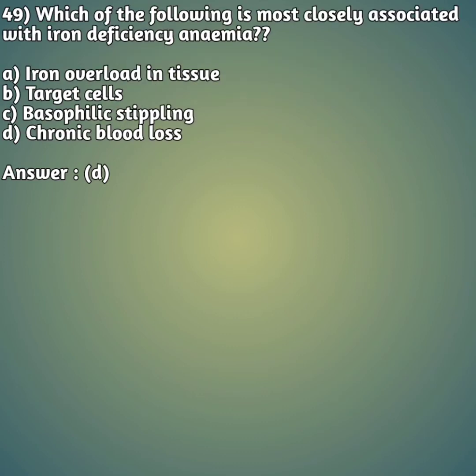Which of the following is most closely associated with iron deficiency anemia? Option A iron overload in tissue, option B target cells, option C basophilic stippling, and option D chronic blood loss. So the right answer is answer D, that is chronic blood loss. Because of this chronic blood loss, the patient will be suffering from iron deficiency anemia. So next, moving on to our 50th question.